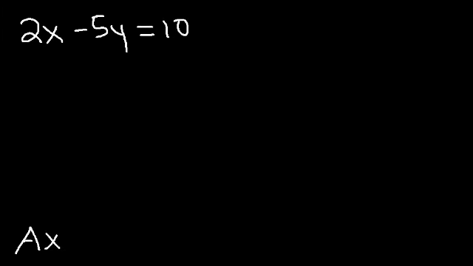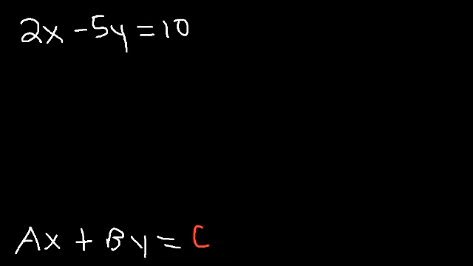Now, let's say we have an equation that looks like this: 2x minus 5y is equal to 10. What is the slope and the y-intercept of this equation, and how can we graph it? Notice that this equation is in standard form, ax plus by is equal to c. We can convert it to slope-intercept form. To do that, simply solve for y.